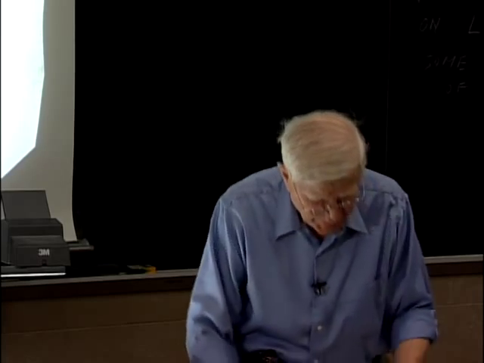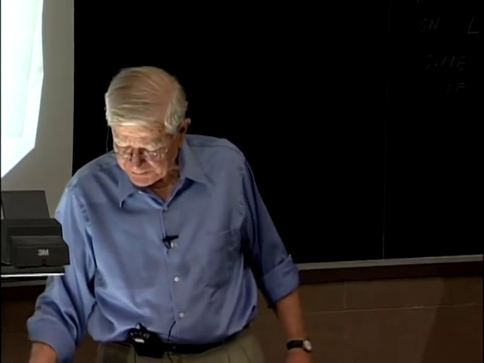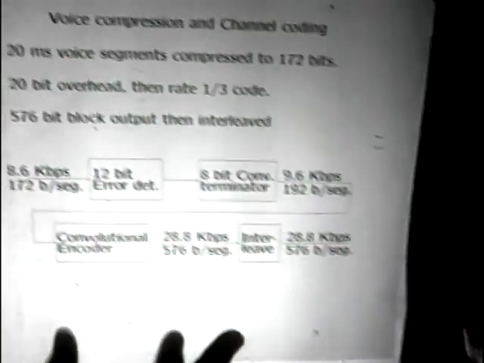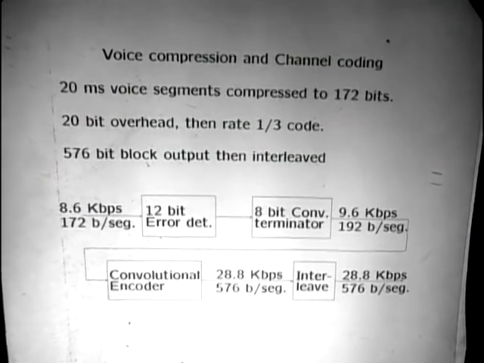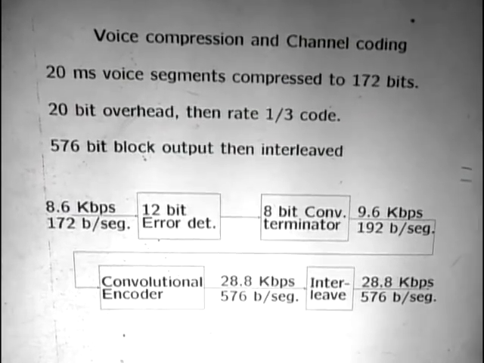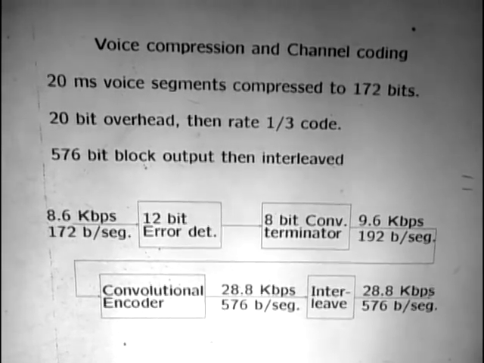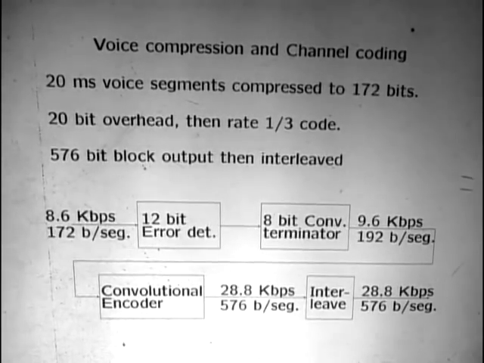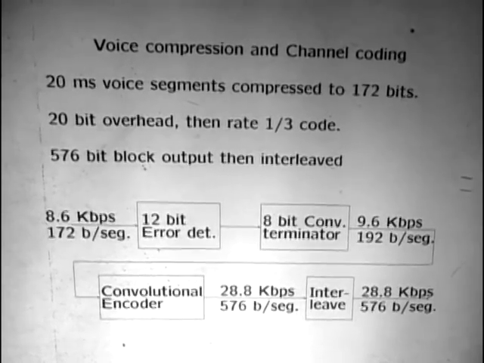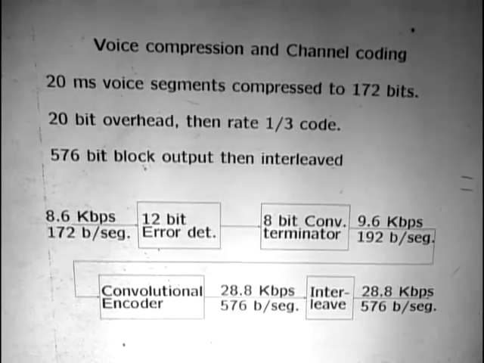Okay, so at that point we can sort of summarize what we've done as far as voice compression and channel coding. And so far, the IS-95 standard is pretty much the same as any other cellular standard. All of them, it turns out, use convolutional codes. Whether that's a good idea or not is another question, but they all do.